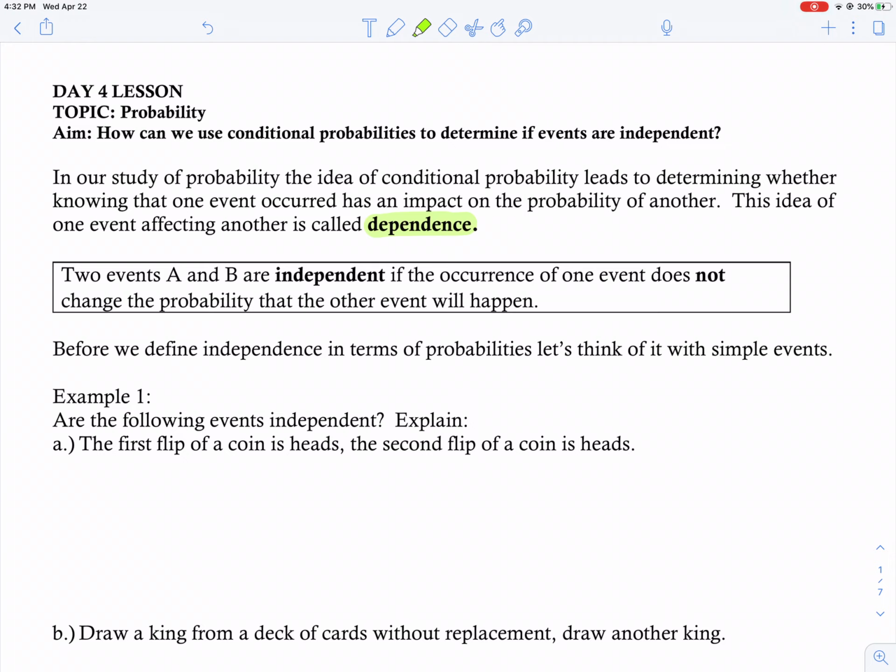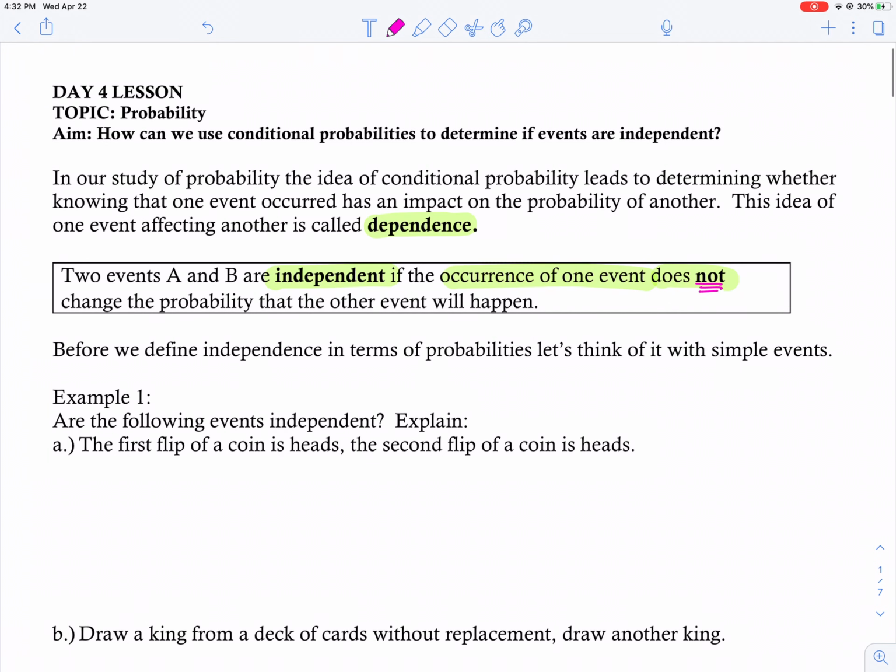So two events A and B are independent if the occurrence of one event does not change the probability that the other event will happen. That's really important. They're independent if the occurrence of one event does not change the probability that the other one is going to happen.